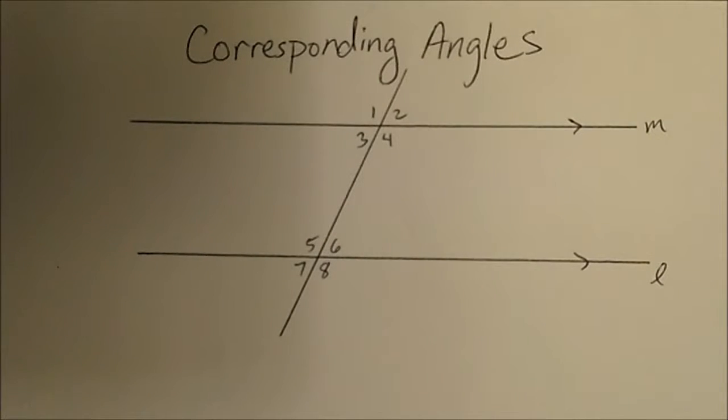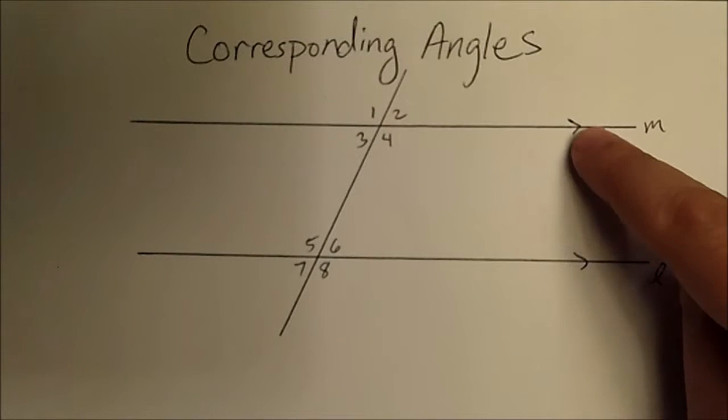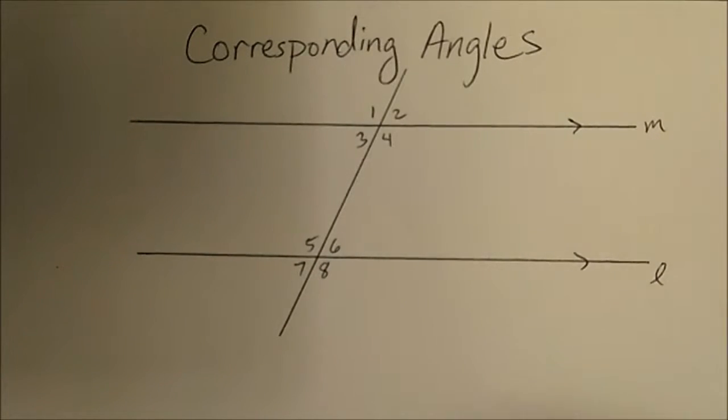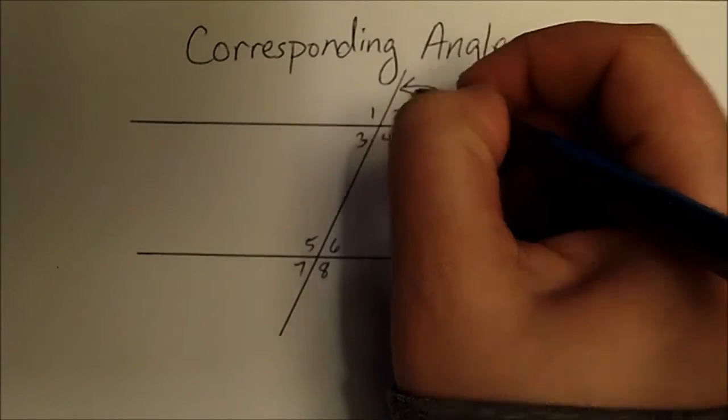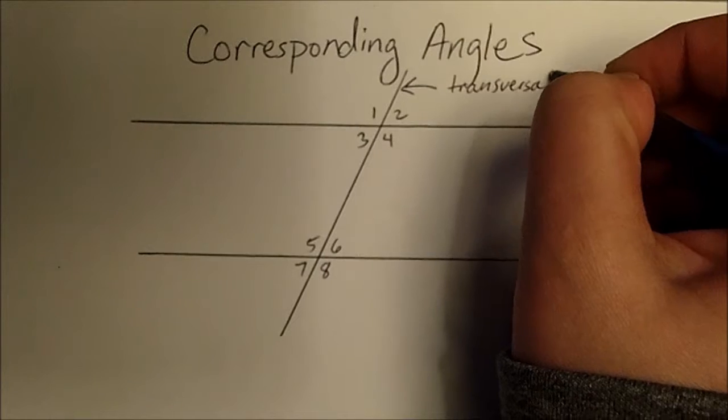Now we're going to talk about corresponding angles. When we're talking about corresponding angles, we're starting with parallel lines, which are signaled by the two arrows down here on lines L and M. And we also have a transversal, which I'm going to label here as transversal.